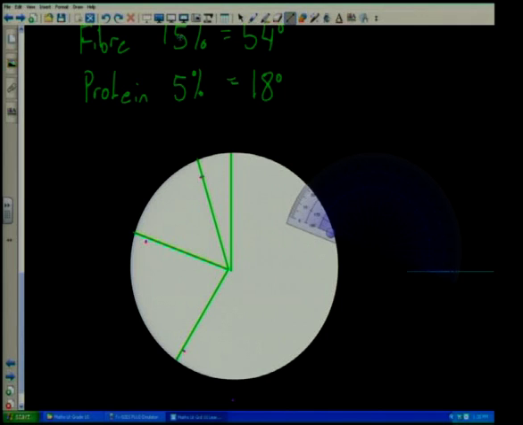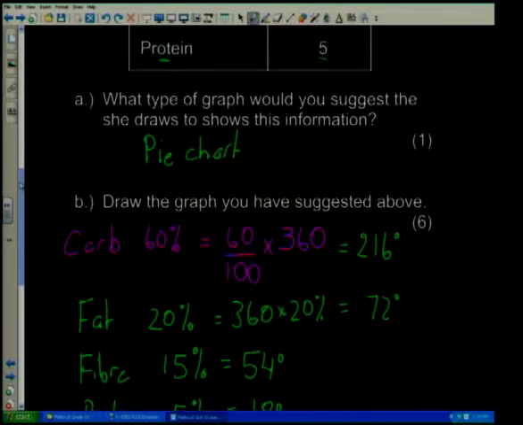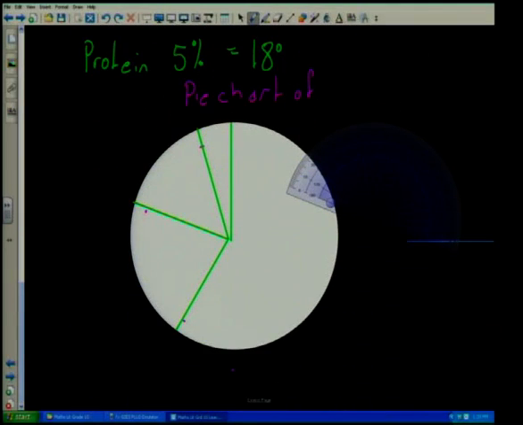And then what's important, what have I left out of this calculations? First of all, I've left out my heading. So I need a pie chart of animals, not animals, animals was the last one. A pie chart of nutrients in bread.